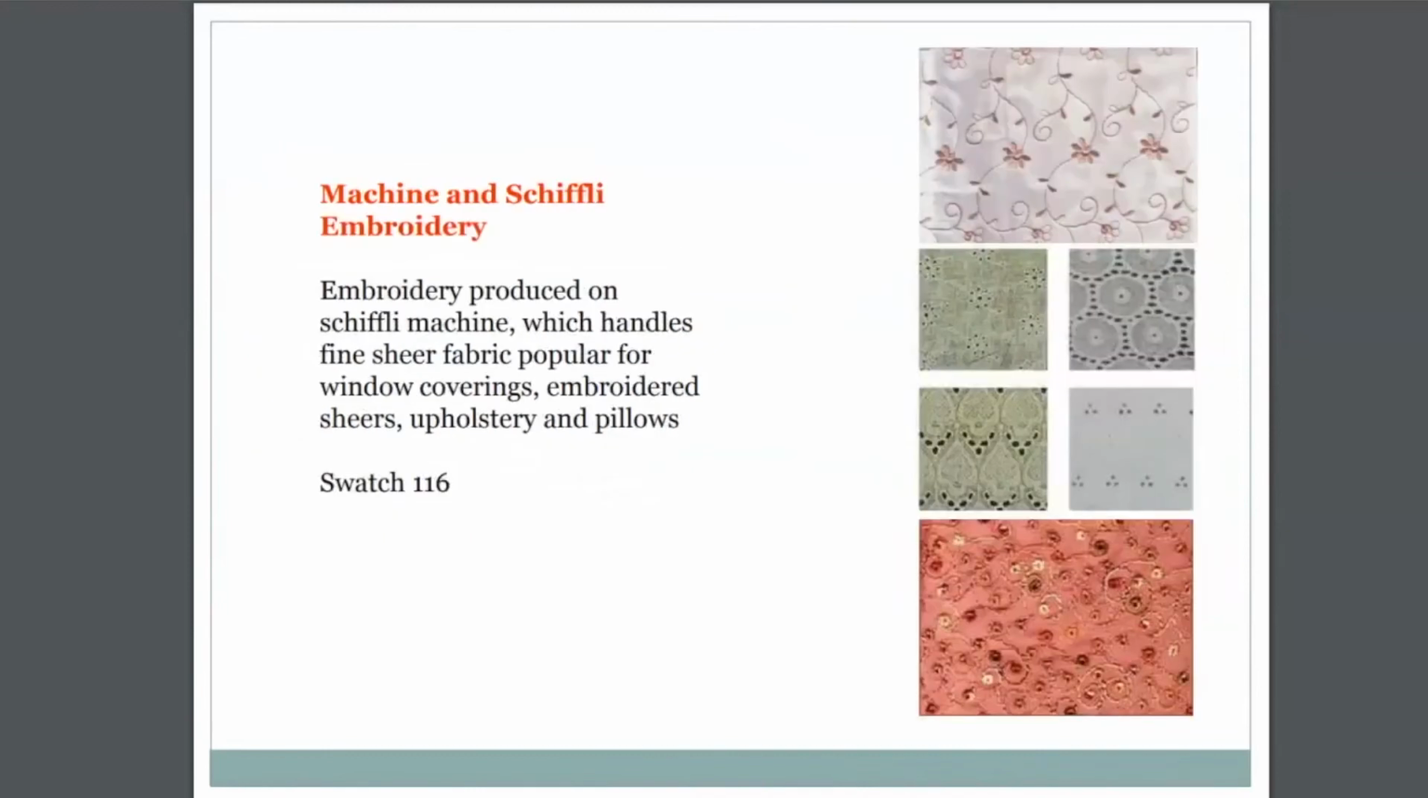So then we move to machine type of embroidery. And I have a sample here, sample 116. So this is done on the Schiffley machine, a type of machine that creates this really complicated and dense type of embroidery. So there are many different variations to that. They're often used on these very lightweight fabrics. And number 116 is an example of an eyelet.